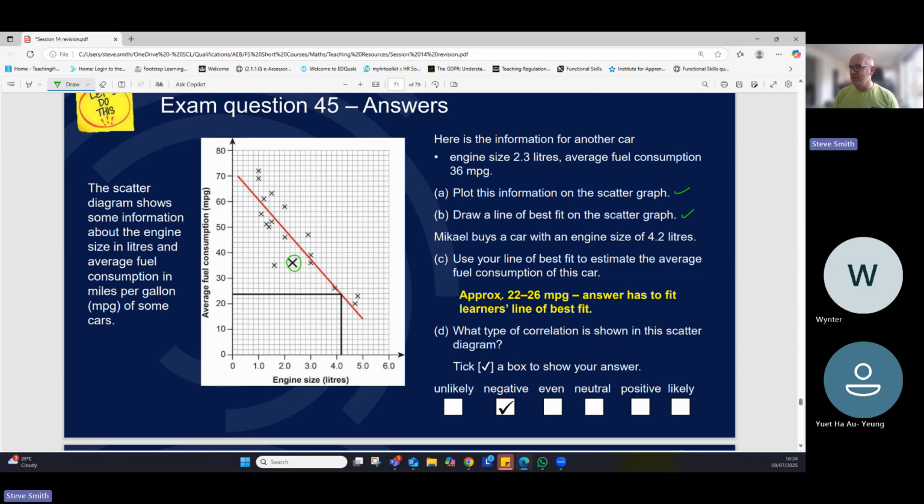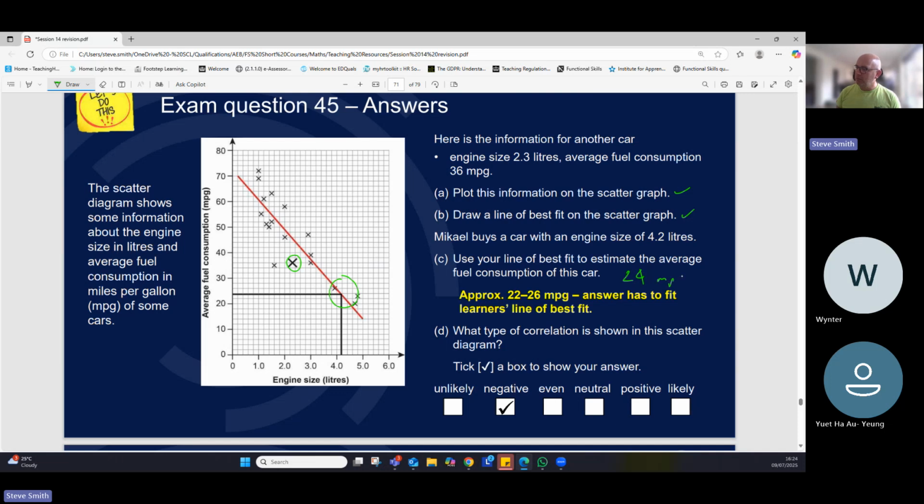Oh, I must have pressed enter on PowerPoint, because that is the answer. So we're going to go up at 4.2, go up there, look, and go along to here. Depending on where you've drawn your line of best fit, I've gone up at 4.2, hit my line of best fit, gone along, and it says 24. So 24 would be my answer.